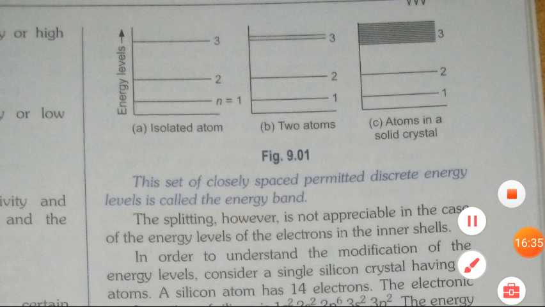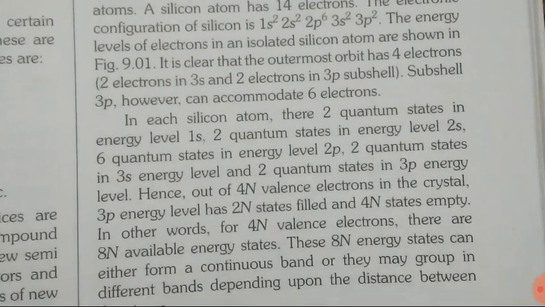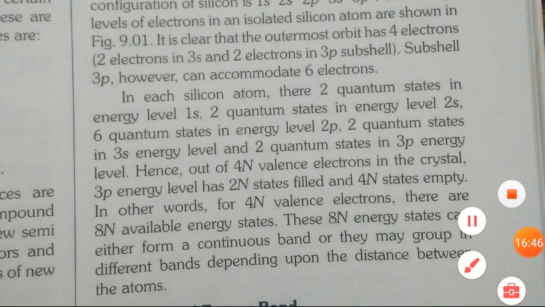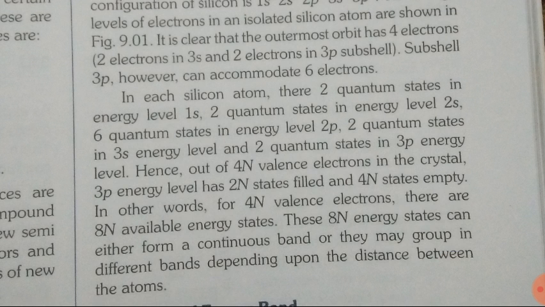So this is the energy level diagram for silicon only. And in that, the outermost orbit is having 4 electrons, okay, 2 electrons in 3s, 2 electrons in 3p subshell. Subshell 3p, however, can accommodate 6 electrons.